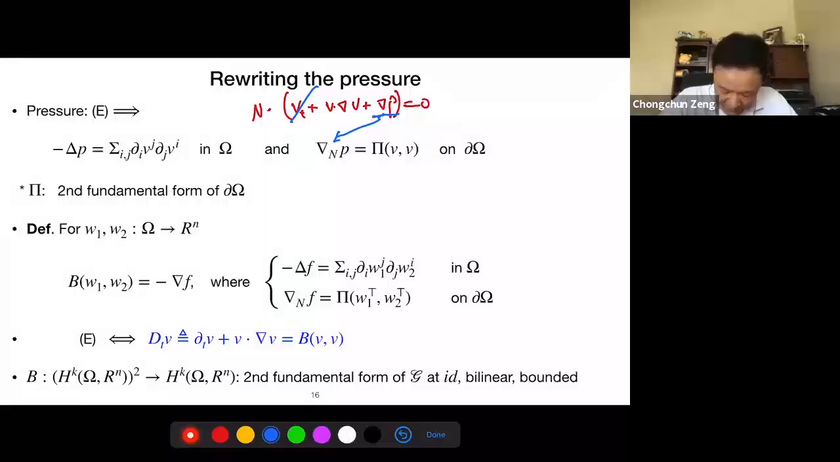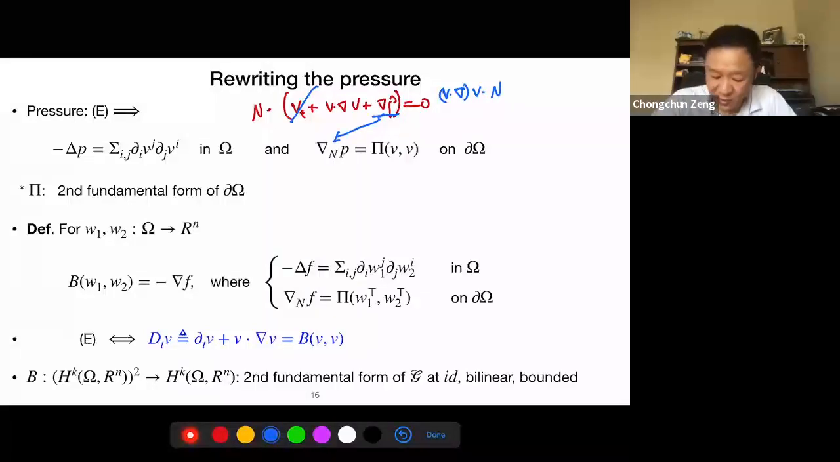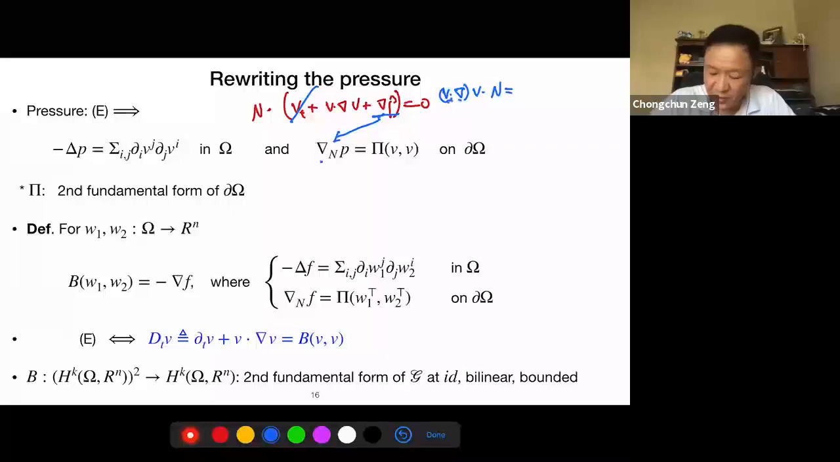And there's one more term, V dot gradient V dot N. So this term looks like it depends on one derivative of V. If that is the case, that would be bad because this is one derivative of P, and if this is comparable to one derivative of V, then you would be in trouble. But remember, V is only tangential. So you're taking a derivative in the tangential direction only.